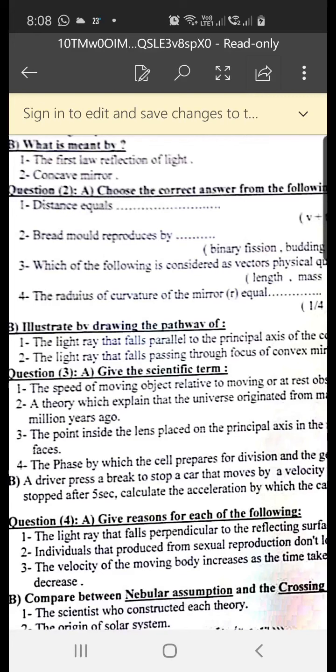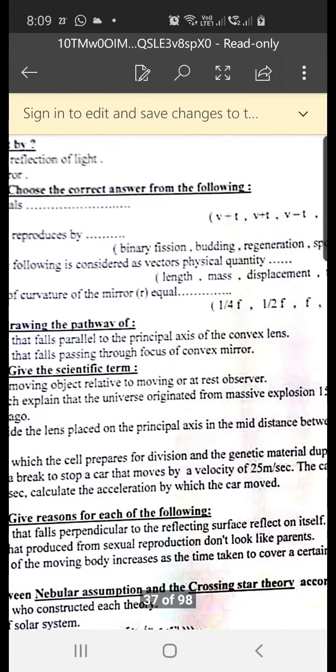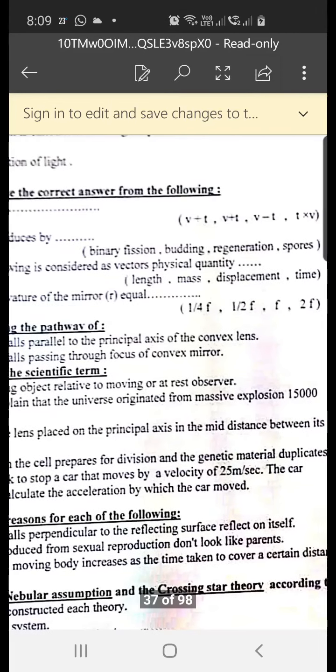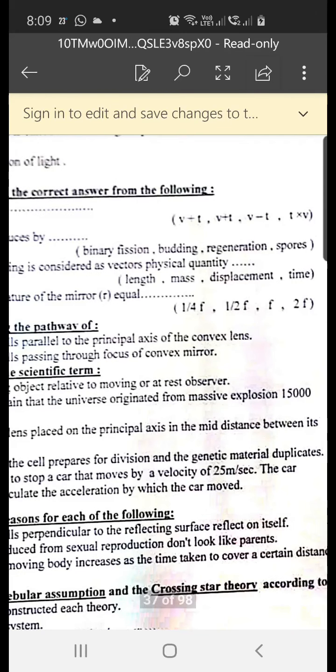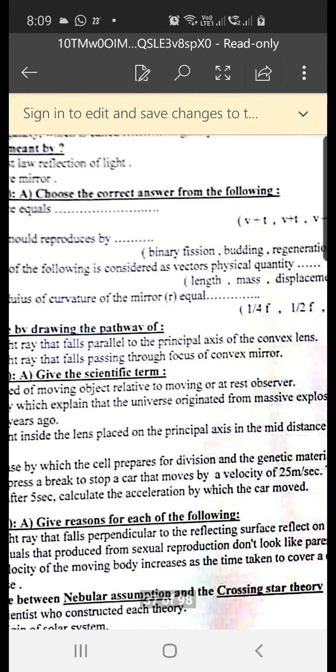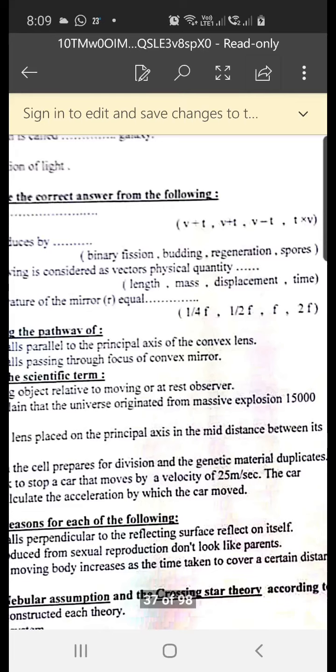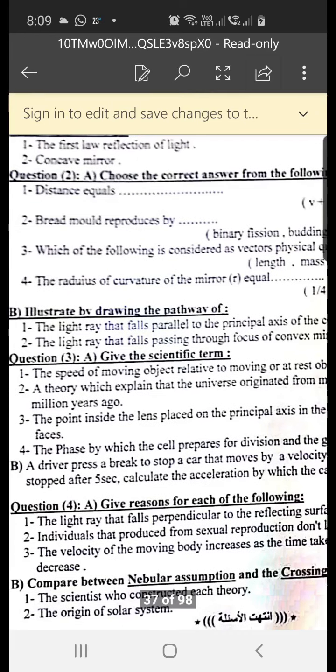Number 3, which of the following is considered a vector physical quantity? Length, mass, displacement, or time? The answer is displacement. We know a vector quantity has magnitude and direction, and displacement has magnitude and direction.